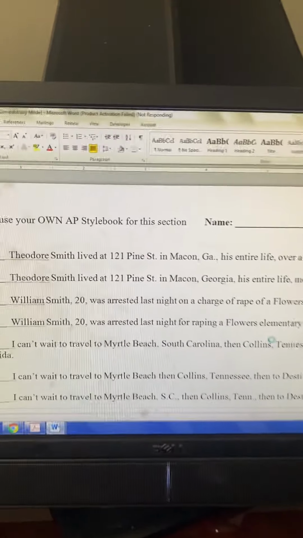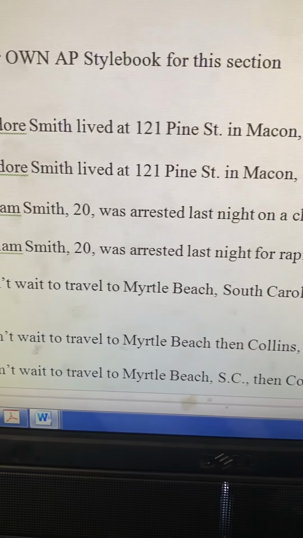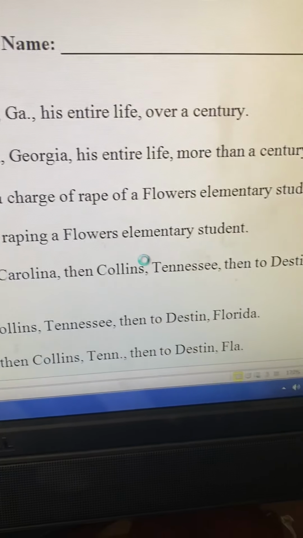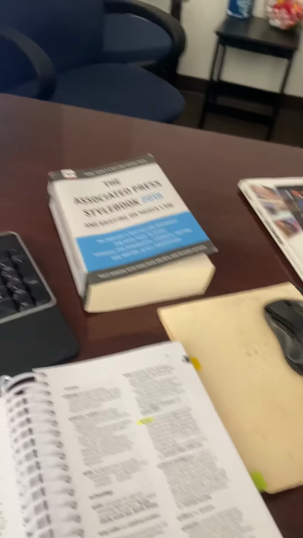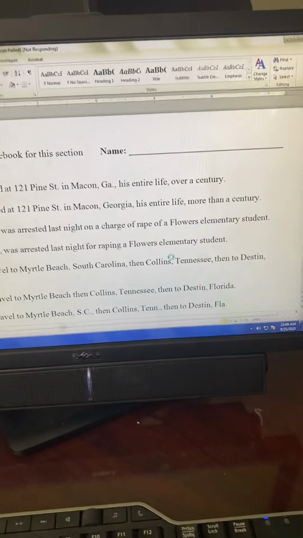So look at number 3, and it says, I can't wait to travel to Myrtle Beach, South Carolina, then Collins, Tennessee, then to Destin, Florida. Well, we know from just looking up a while ago that state names should be spelled out. So therefore, number 1 would be, the first item would be correct. So the more you use your book, the faster you get at it.